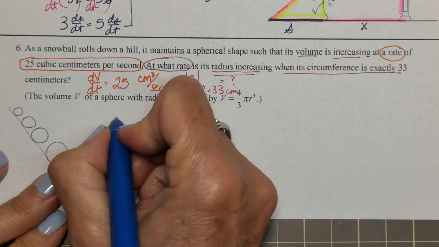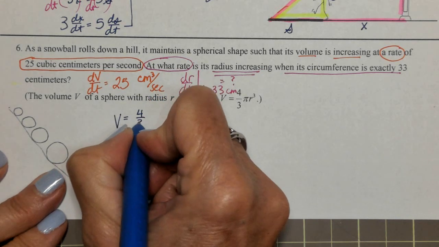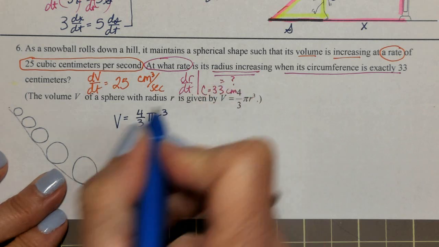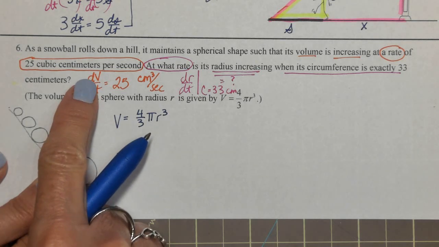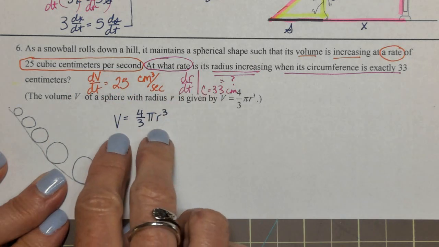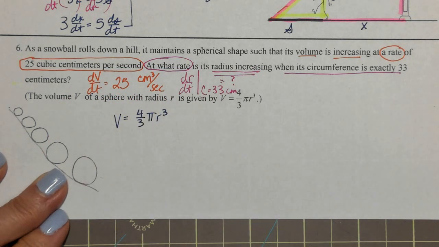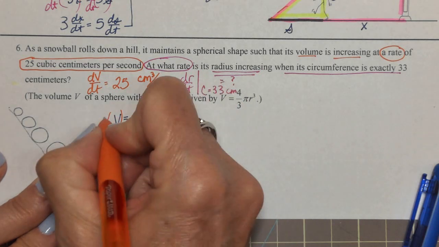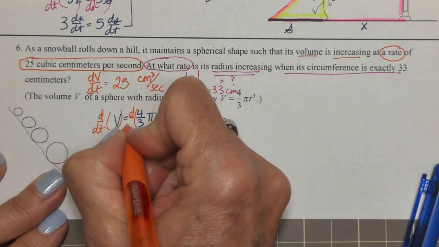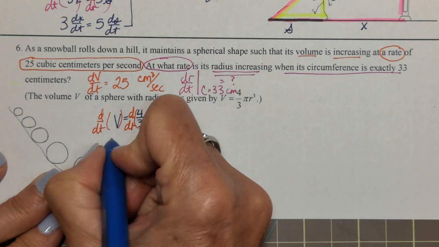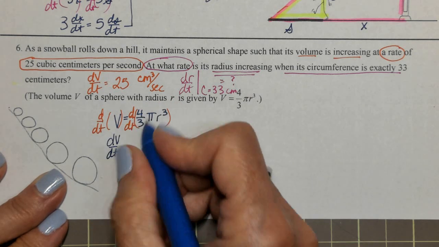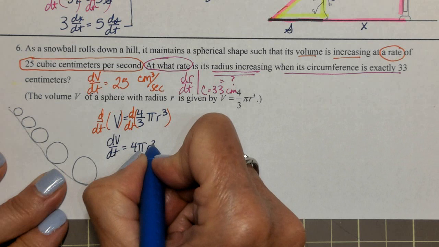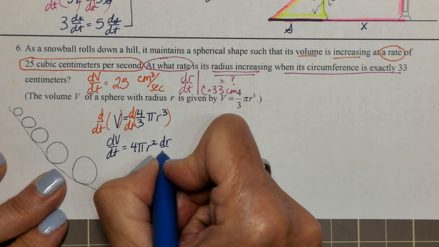Well, our formula for volume is 4/3 pi r cubed, the volume of a sphere with radius r. So I'm given dV/dt. I want dr/dt. I have no extra variables. I'm ready to take the derivative of both sides with respect to t. dV/dt is equal to 3 times 4/3, which is just 4, so 4 pi r squared, then chain rule, dr/dt.